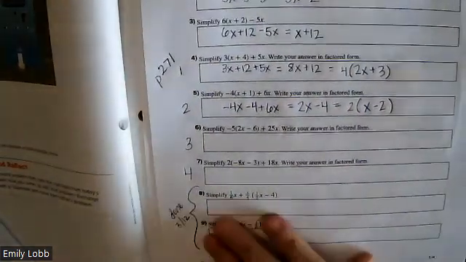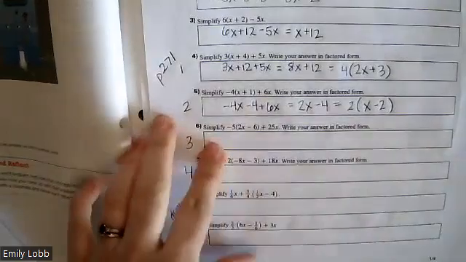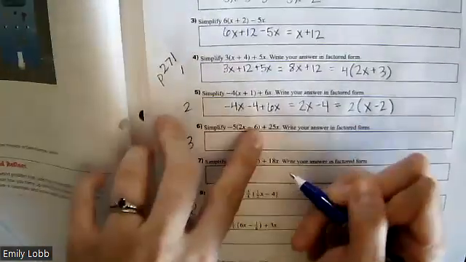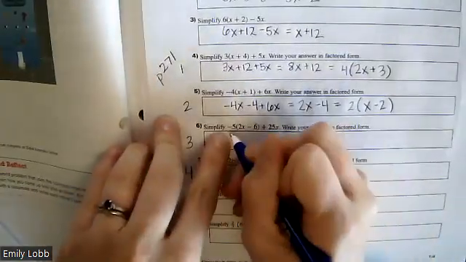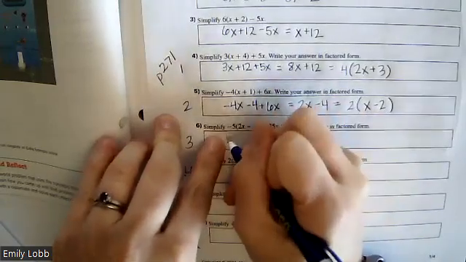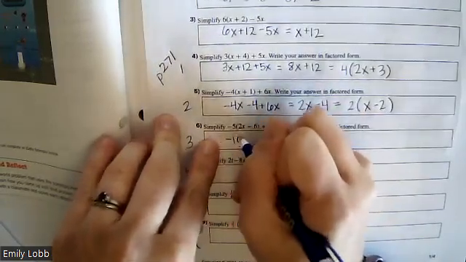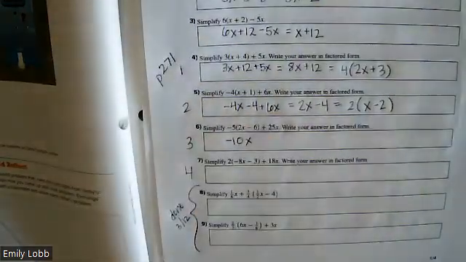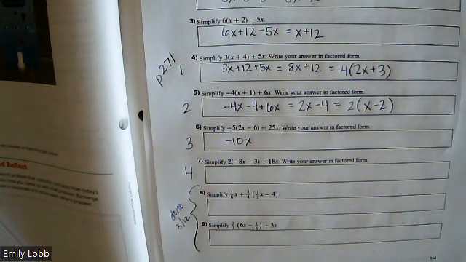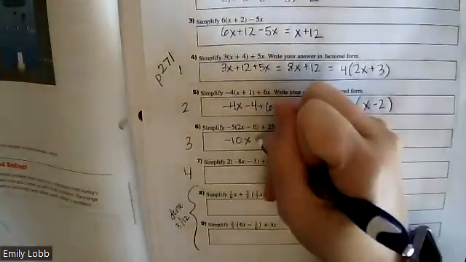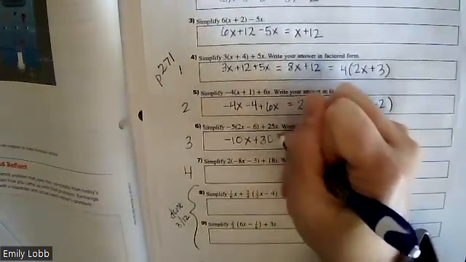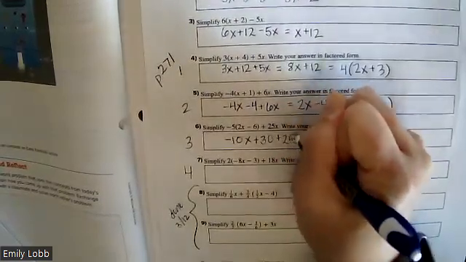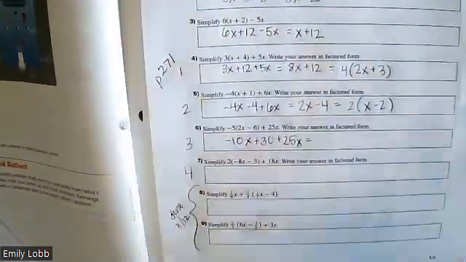All right, so again, we're going to simplify and then write in factored form. So we've got to distribute this -5 first. -5 times 2x is -10x. -5, careful here, times -6 is positive 30, right? And then we're adding 25x to it. Don't forget to add 25x to it.